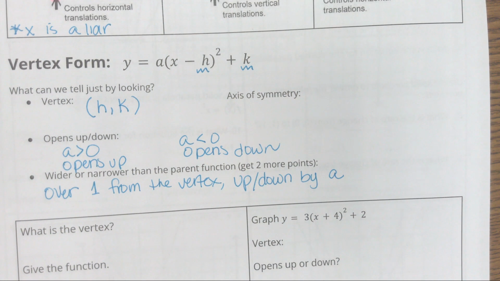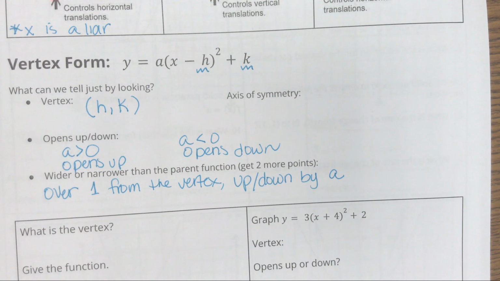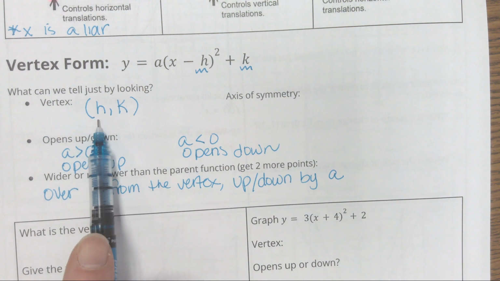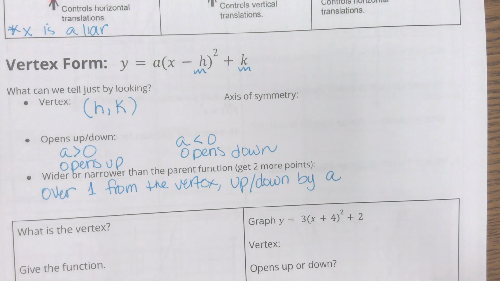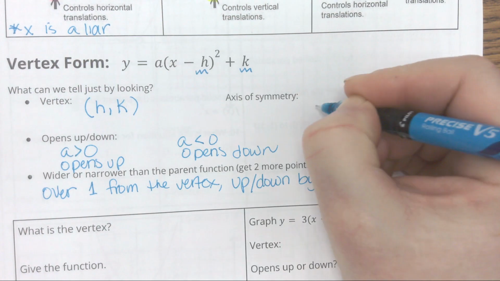Okay, let's go back up. What's the axis of symmetry? Perfect. It's where the vertex is. It's a straight line. It goes up and down, right? And so it actually is going to go through the x coordinate of the vertex, which is h, whatever that number is. The axis of symmetry for a form like this is going to be x equals h.